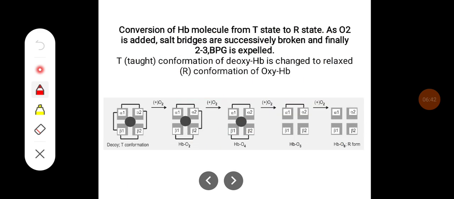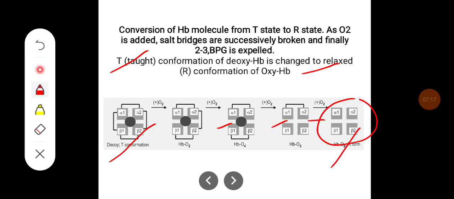So this is the T or taut conformation, or tensed conformation, and this is the relaxed state, that is the R conformation. You can see when oxygen binds, the salt bridges are broken down and the hemoglobin gradually develops more affinity towards oxygen. This is the tense form, T form or taut form, and this hemoglobin is the relaxed form.